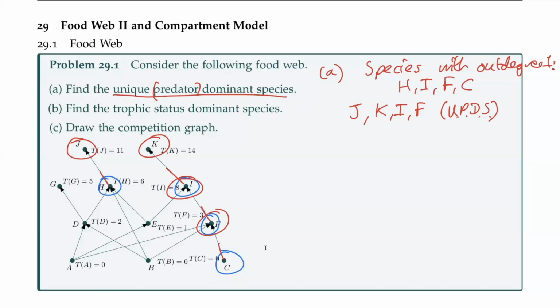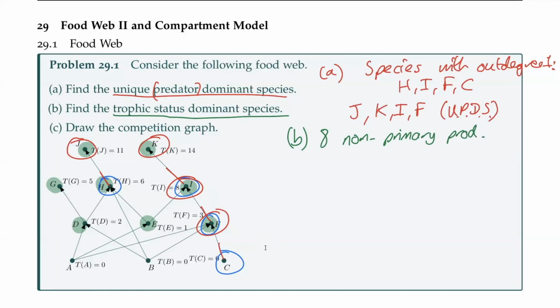Okay, let's move on to part B, trophic status dominant species. So a species is trophic status dominant if it has trophic status greater than the number of non-primary producers in the food web. So in this case, let's see how many species there are that are non-primary producers. So 1, 2, 3, 4, 5, 6, 7, 8. There are 8 non-primary producers in this food web. So we need to identify species that have trophic status greater than 8.